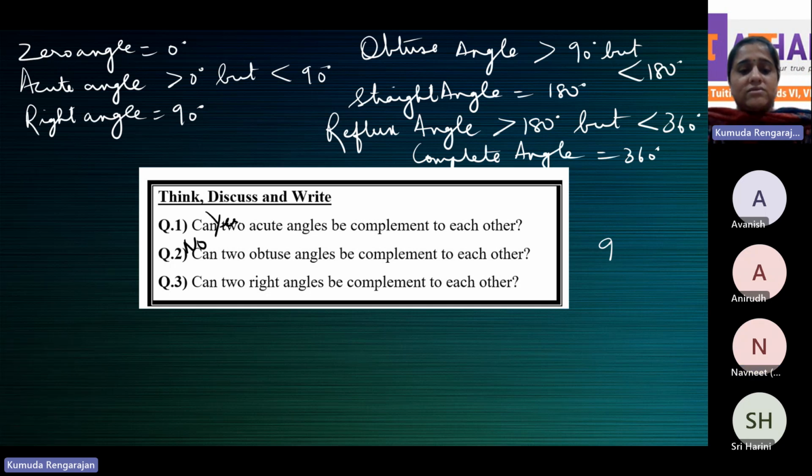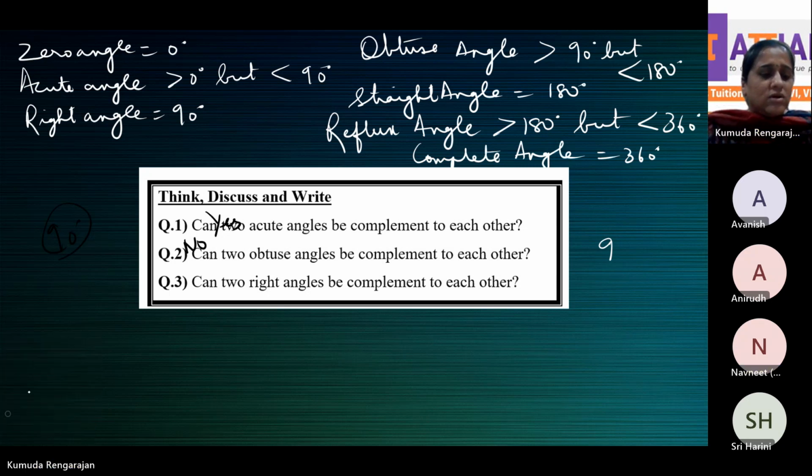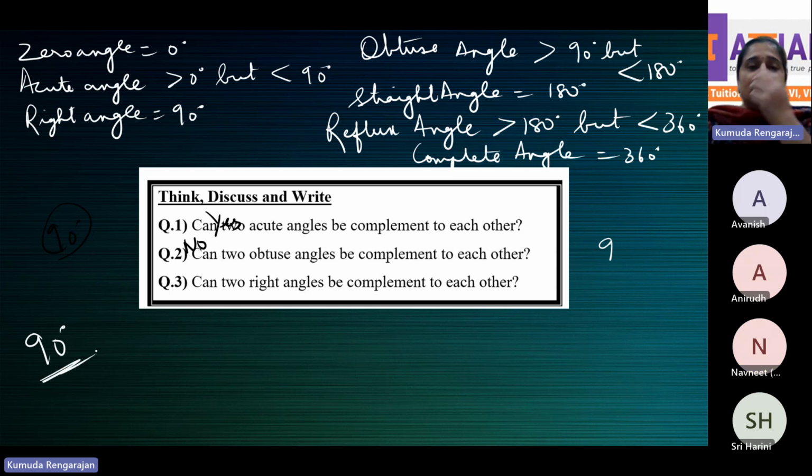Then can two right angles be complement to each other? No, ma'am, because one angle is only 90 degrees. One itself is 90. Then how will two? See, when we say complementary angles, it's about two angles. You should add two angles. You cannot say that 90 degrees is the complementary angle. This 90 degrees is a right angle. You cannot write 90 degrees and say it is a complementary angle. Complementary angle is about two angles. One angle plus another angle should be 90.